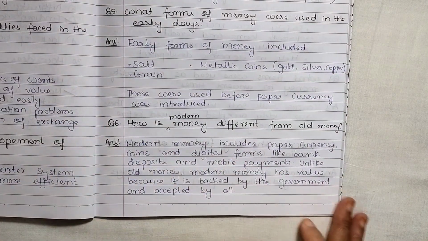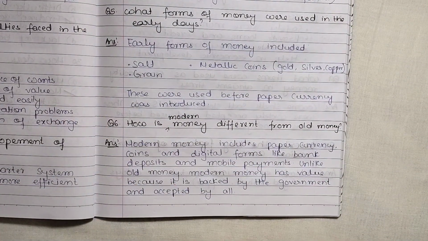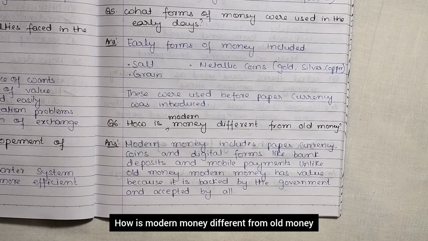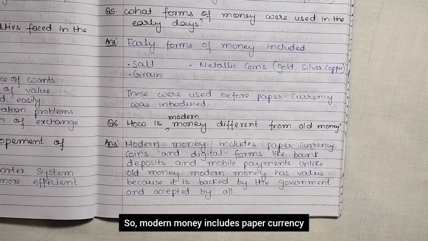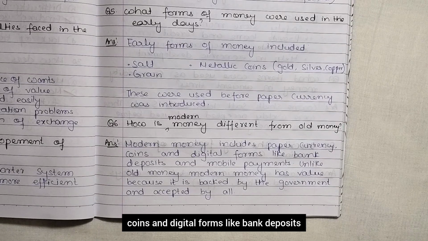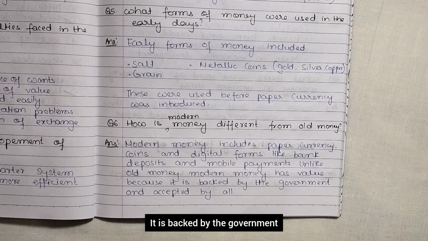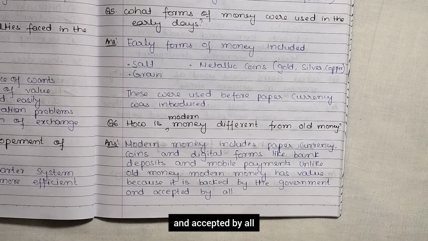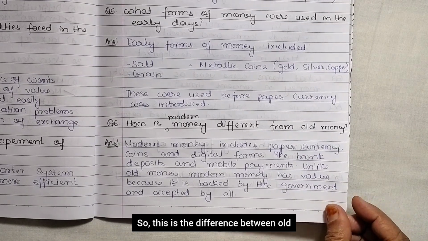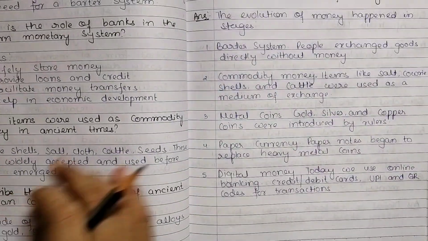Next, how is modern money different from old money? So modern money includes paper currency, coins and digital forms like bank deposits and mobile payments. Unlike old money, modern money has value. It is backed by the government and accepted by all. Okay, so this is the difference between old and modern money.